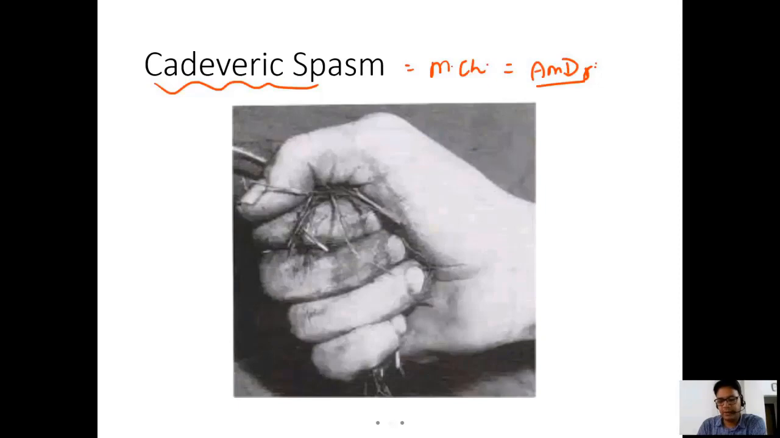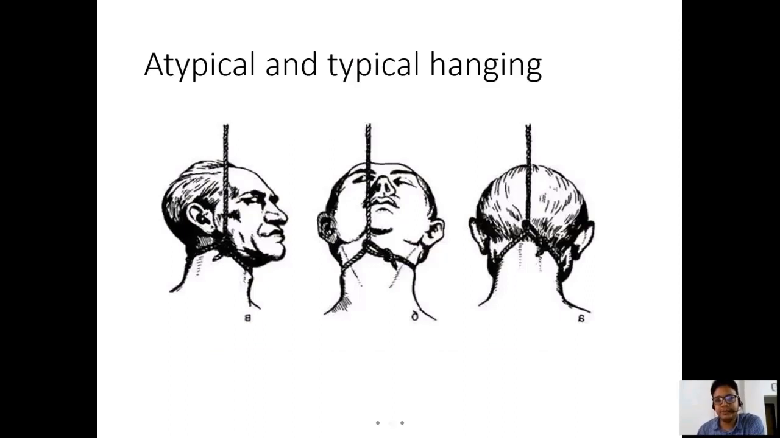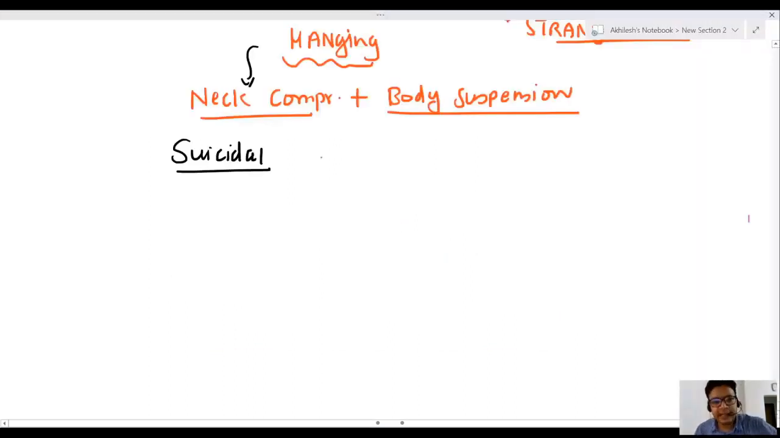So now I'm coming to hanging. Hanging is body suspension plus neck compression. And mostly hanging is suicidal. Suicidal means you commit suicide. You are putting a dupatta, or like Sushant Singh Rajput committed suicide.